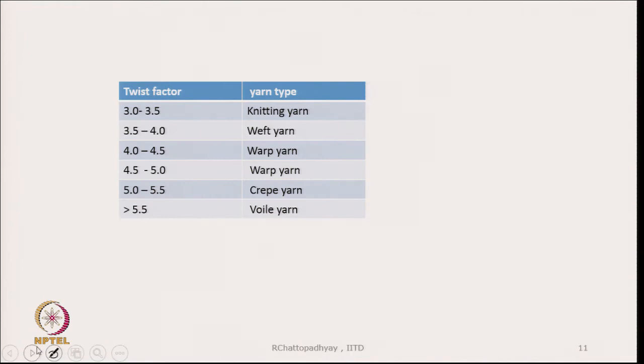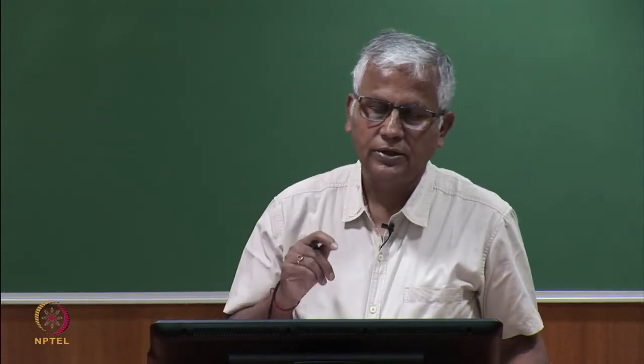Next, this slide gives some idea about the level of twist which is used in different types of yarns. Twist is represented by twist factor. Twist factor is something which actually decides the inclination angle of the fibers in the yarn.